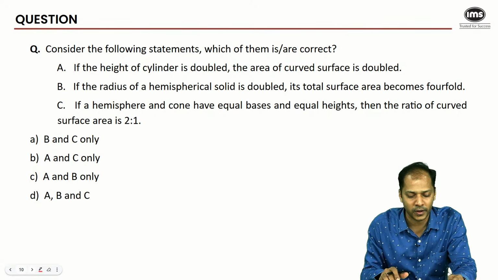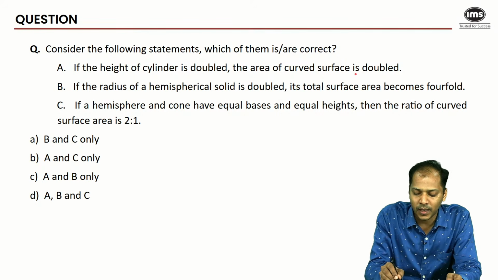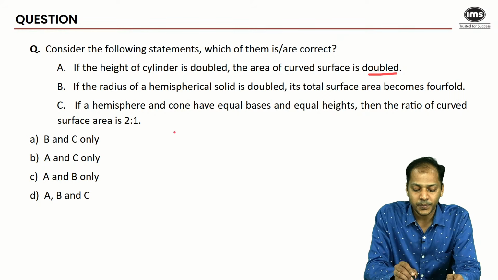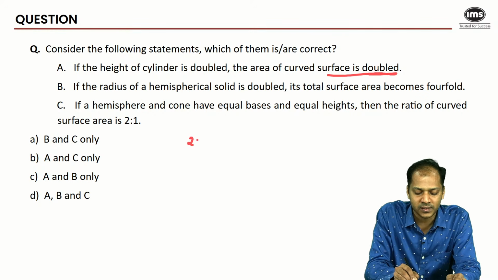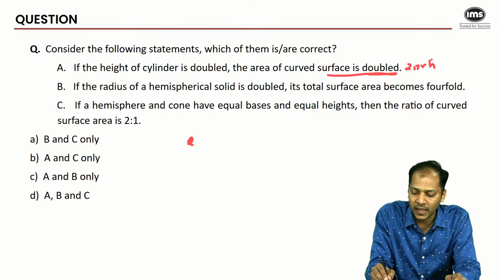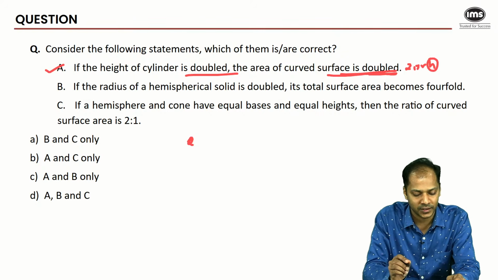Okay, so let's go ahead and solve this one. If the height of the cylinder is doubled, the area of curved surface is doubled. Okay, so basically, if the height of a cylinder is doubled, then what happens to the area of the curved surface of a cylinder? The curved surface area of a cylinder is nothing but 2 pi r into h. So area is directly proportional to the height. If the height is doubled, area will be doubled. So this statement sounds to be correct.